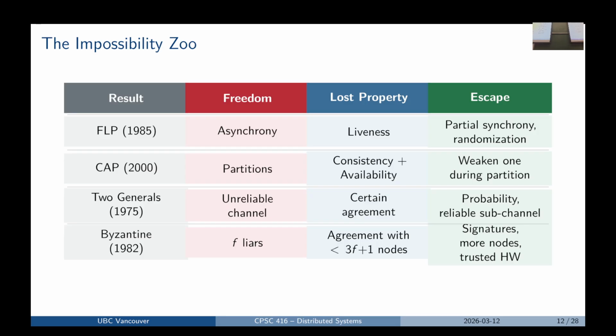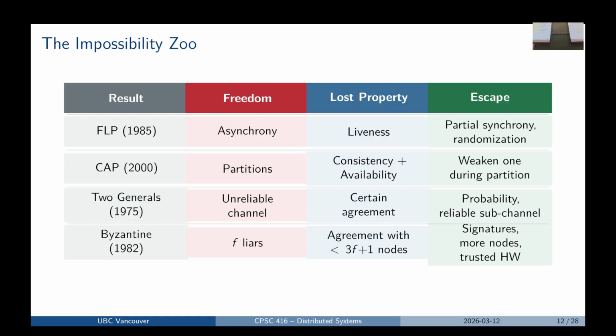So in each of these, we have a different degree of freedom. In FLP, we have asynchrony. We literally have the fact that we can't tell you when the messages are going to arrive. In CAP, we have partitions. We don't know when the network's going to get partitioned or how long it's going to last. We have two generals, which is we have an unreliable communications channel. Now our network is flaky. And in the Byzantine case, we have traitors.